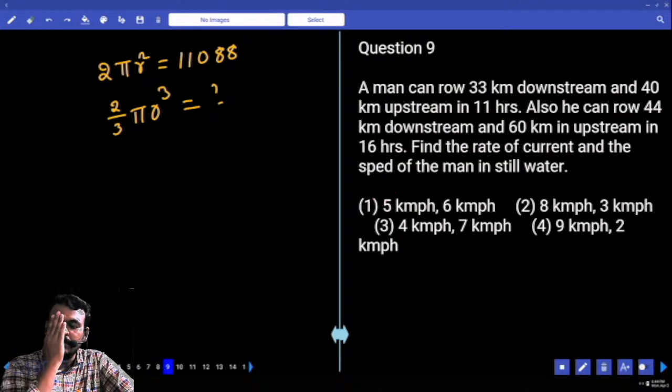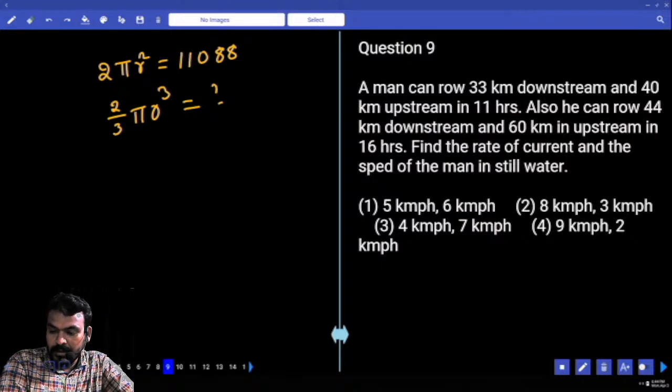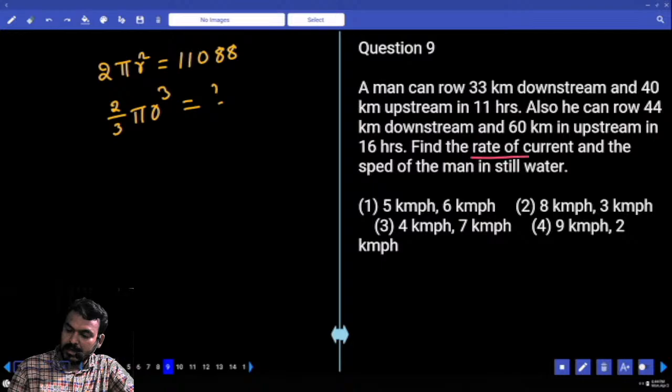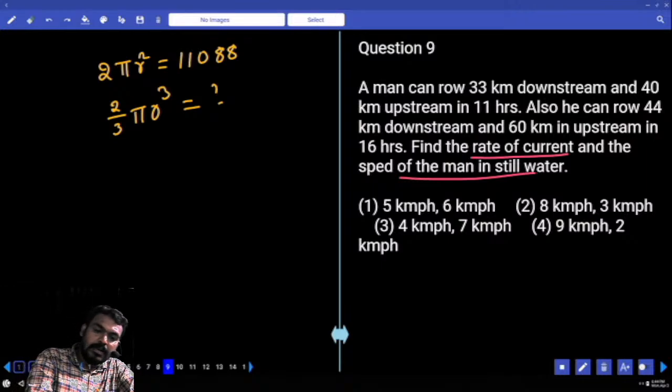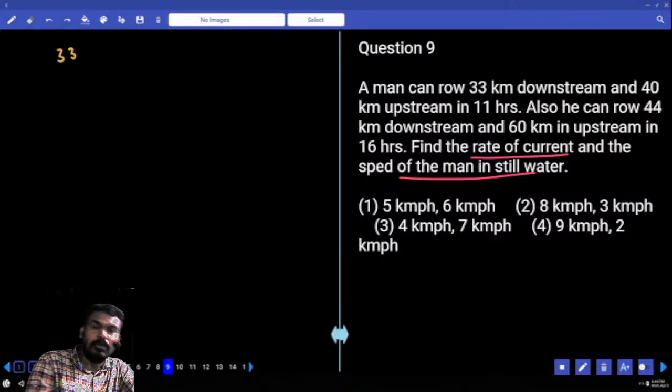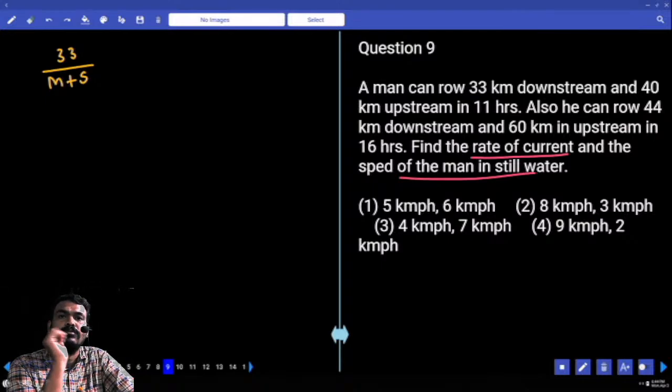Next question number 9. A man can row 33 kilometers downstream and 40 kilometers upstream in 11 hours. Also, he can row 44 kilometers downstream and 60 kilometers upstream in 16 hours. Find the rate of the current and the speed of the man in still water. Okay. First, what is the downstream distance? 33 kilometers. What is the downstream speed? M plus S or M minus S? M plus S. Downstream distance by downstream speed gives the downstream time.